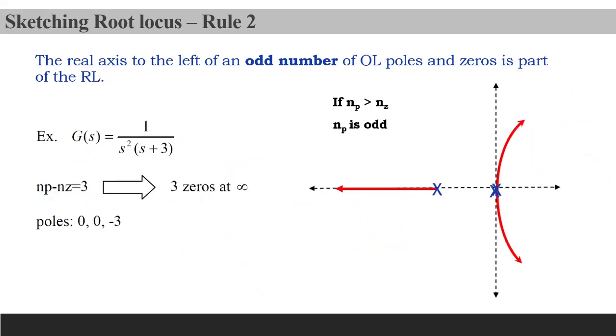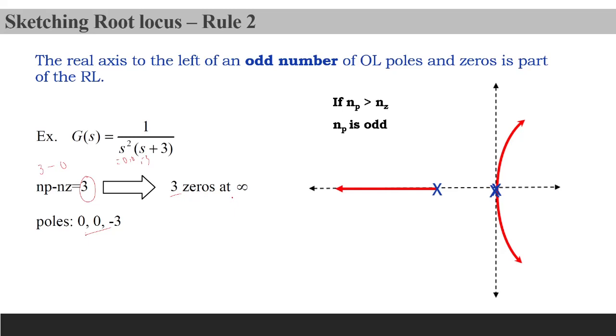So let's see one more example. In this example, we can see that we have, let's say, s equals 0 here. So we have 0, 0, minus 3. We have three poles here, and with three poles we can't see any zeros, and we will assume that np is equal to 3, and the number of zeros is 0, so we get 3 as np minus nz, which demonstrates that three zeros are present at infinity, hypothetically, yes.